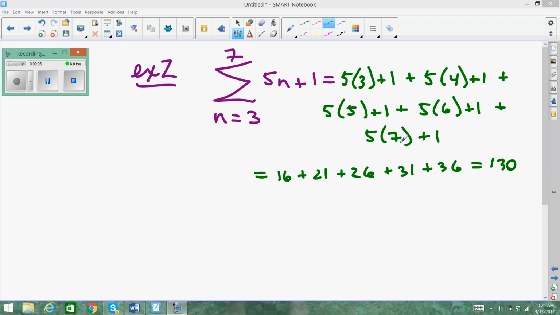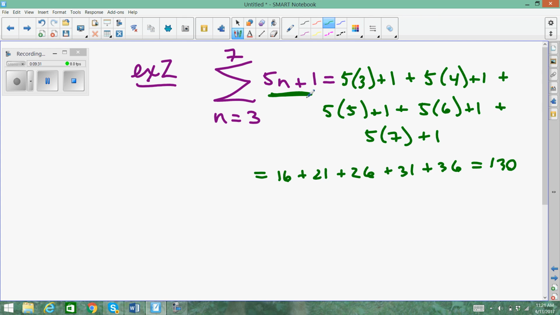Okay? Now, you should notice something about this rule here. This generates a particular kind of sequence. In this case, it's a series because we have plus signs. But you should recognize this, right? It goes up 5, 5, 5, 5. What do we call this type of sequence? That's right, it's arithmetic. And we know it's arithmetic also because this rule is linear.